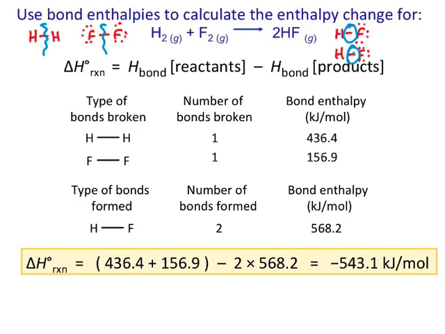So here's our HH bond, here's our FF bond, and then we have 2 times the HF bonds, because we're making 2 of those. And so when you put all these numbers together, you get an overall answer for the enthalpy change for this reaction by looking at the bonds formed and the bonds broken.